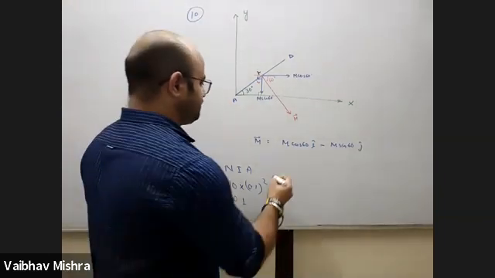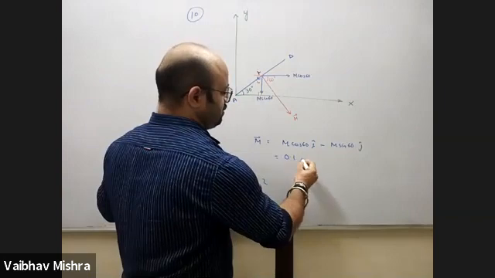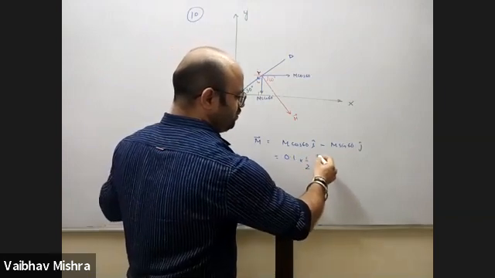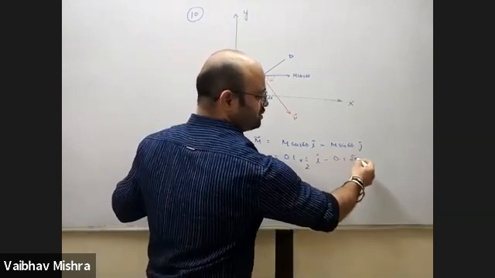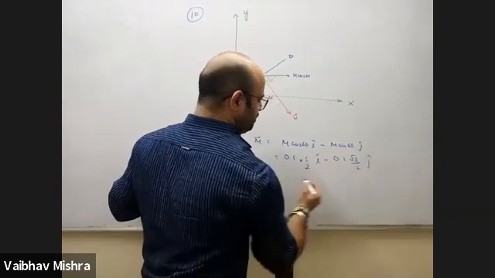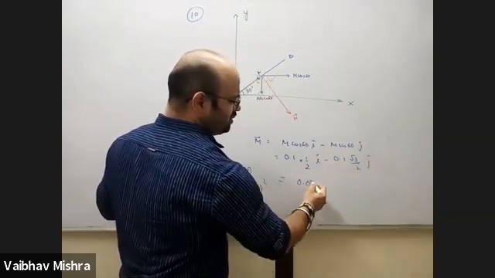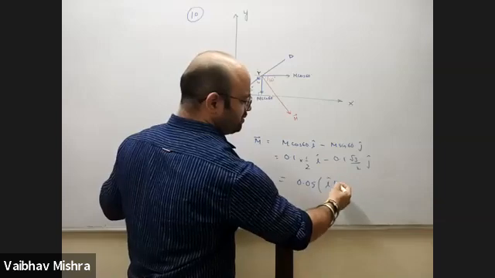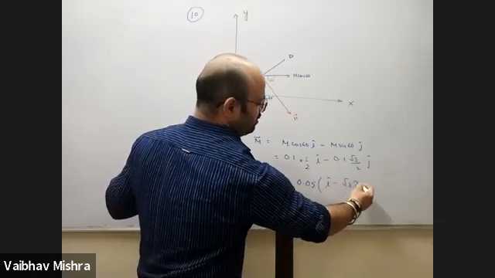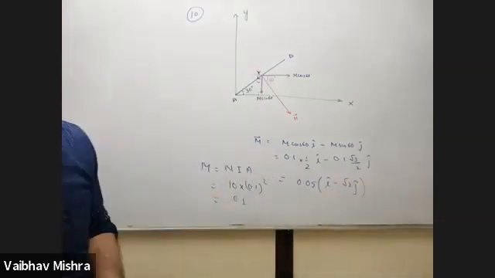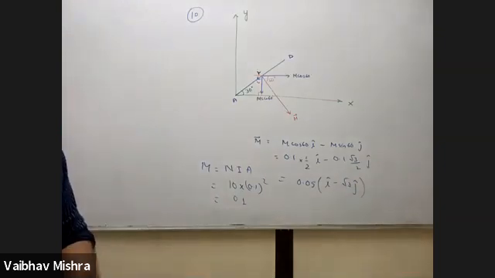0.1. cos 60 is 1 by 2, sin 60 is root 3 by 2. 0.1 by 2 is 0.05. We take both sides common. I cap minus 3j cap, that's option A. Correct? Yes, sir.